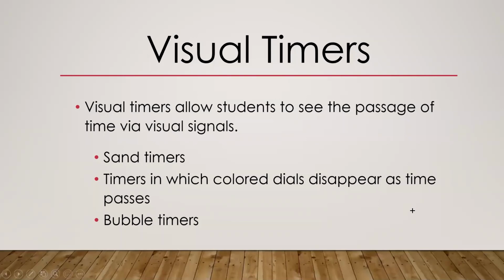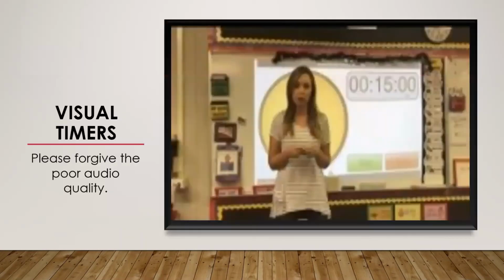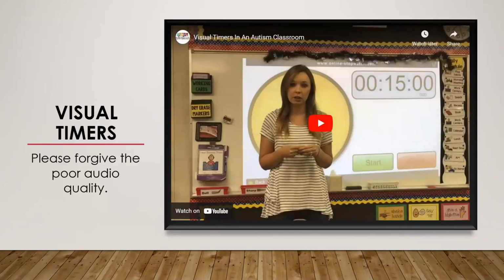Visual timers. Visual timers allow students to see the passage of time via visual signals. Examples include sand timers, timers in which color dials disappear as time passes, and bubble timers. Let's take a look at several visual timers. I encourage you to turn the volume up on your computer as the audio quality is poor.